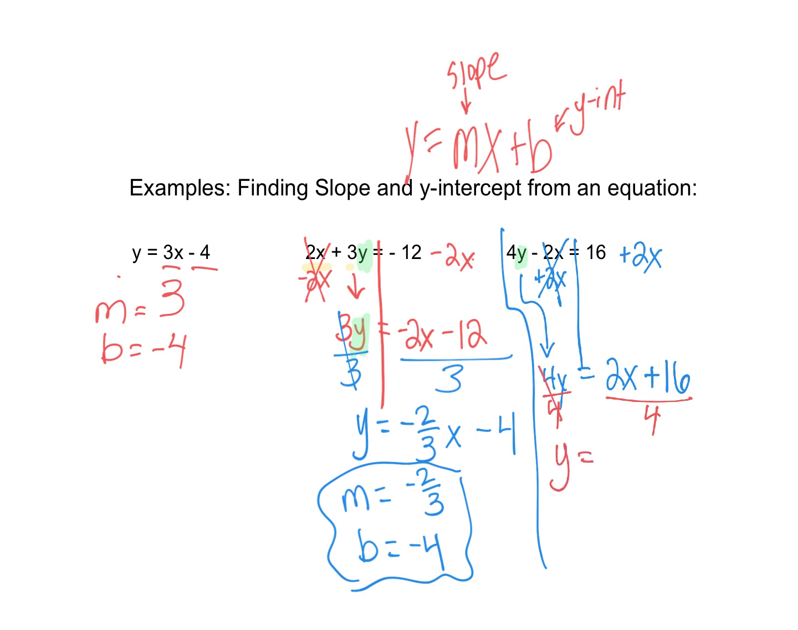So y will equal 2 divided by 4 makes 1/2, or 0.5. You can write it either way. 16 divided by 4 is 4. So that means in that equation, the slope is 1/2. The y-intercept, or the b, is 4.